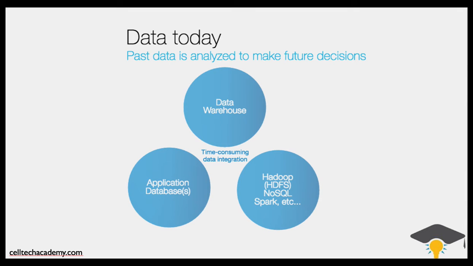Let's talk about the data today. We are working with past data to do analysis to make future decisions. When you look at your landscape, your application database is separate, your data warehousing appliance is separate, and your big data, Spark, Hadoop, etc., are residing separately. It's a time consuming task to integrate data from the application layer to your data warehouse, and from the data warehouse to your big data.